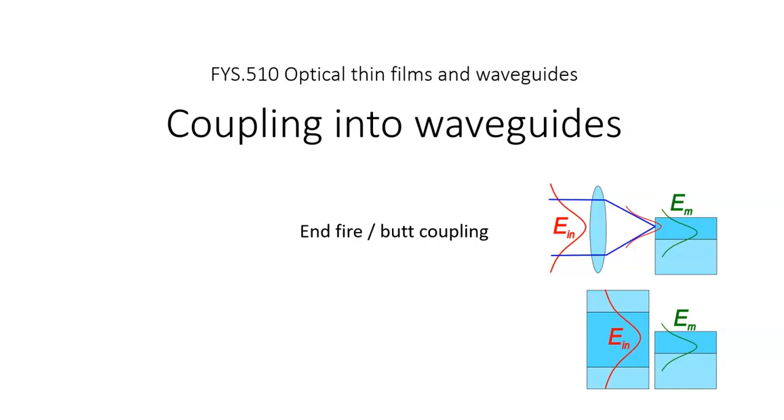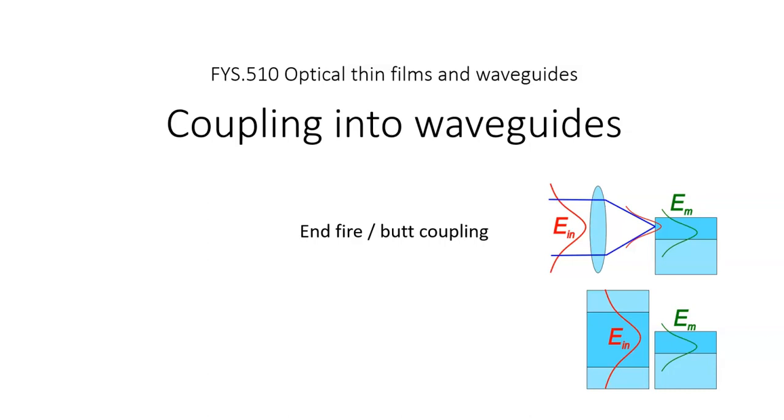Next, we discuss endfire and butt coupling. This is possibly the most popular technique to couple light into and out from the waveguides. We simply shine light to the edge of the waveguide by a lens, and this is the endfire coupling configuration. Alternatively, we bring a waveguide, such as an optical fiber, to the close vicinity of the waveguide. This is the butt coupling configuration.